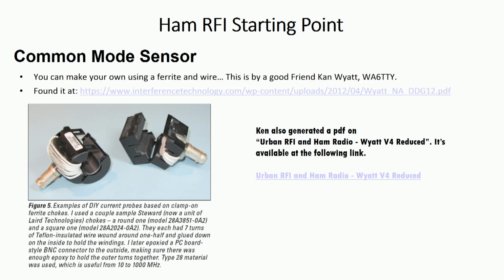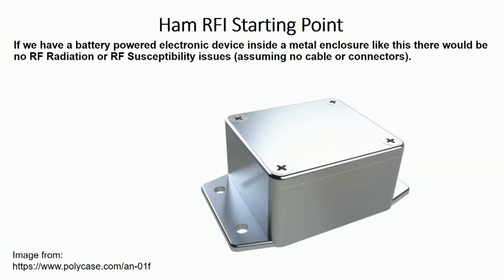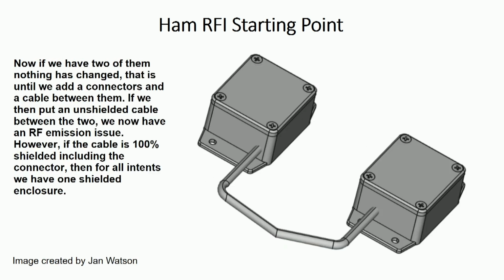Here's another probe you can make. Let's see. My reason for watching for breaks and grounding is if you have a box like this, two boxes that are connected together with a fully shielded cable, for all intents and purposes, you have one enclosure. So you always want to make sure your shields are 100% 360. No cutting corners.